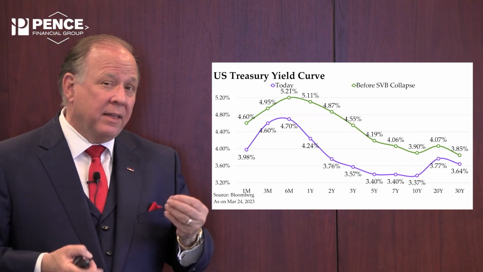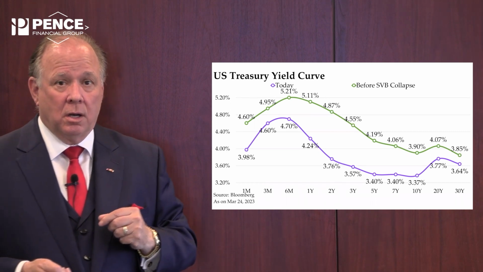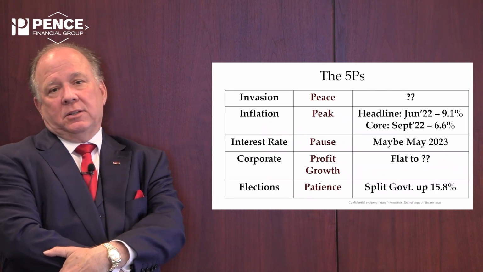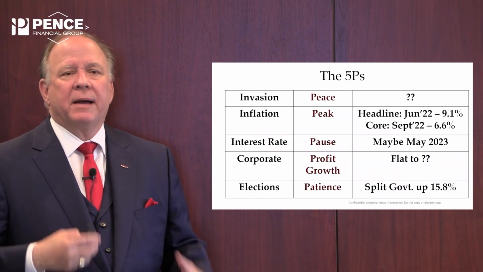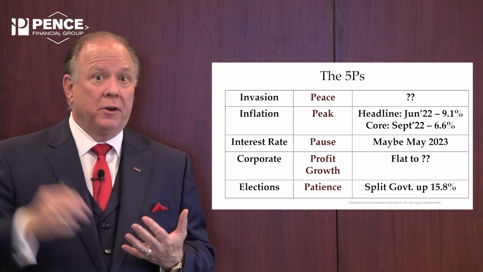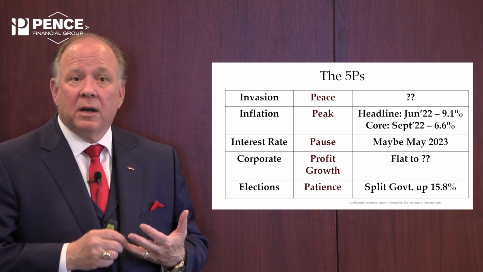Bottom line is, I think we're closer to the end of the tightening cycle than we've been in a while. So let's talk about our 5 Ps. If you've been watching these videos for a while, I've been talking about the big characteristics out there with the invasion of Ukraine that kind of started all this inflation stuff. The inflation that we have, when does it peak?